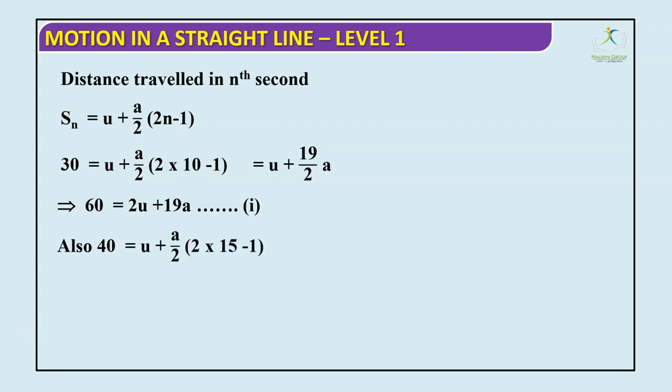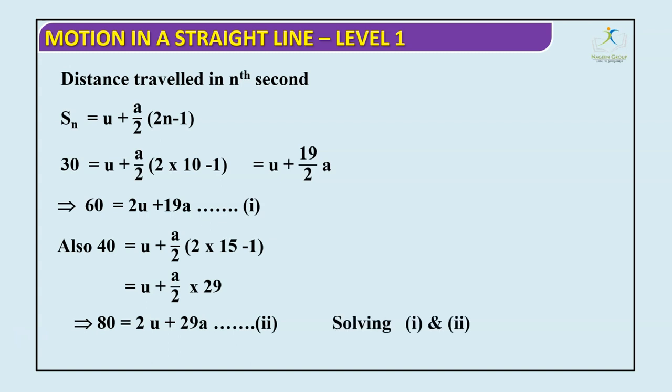Also 40 is equal to u plus a by 2 into 2 into 15 minus 1. So it comes u plus a by 2 into 29. That comes 80 is equal to 2u plus 29a. Solving equation number 1 and 2, we get u is equal to 11 meter per second, which is option 2.